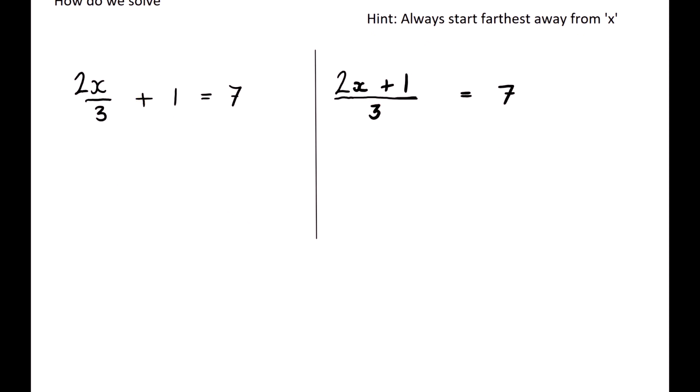Okay, just one more. I'm going to solve the exact same questions again. But here, rather than x over 3, I've got 2x.